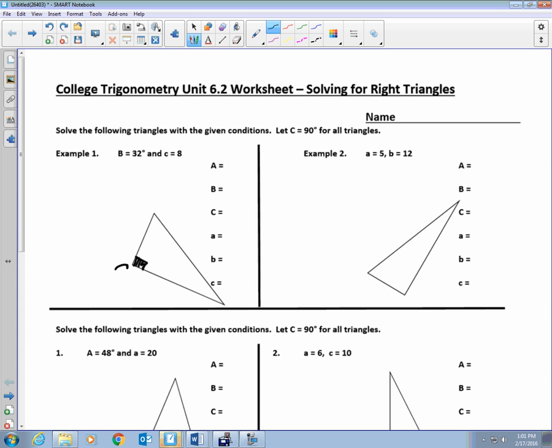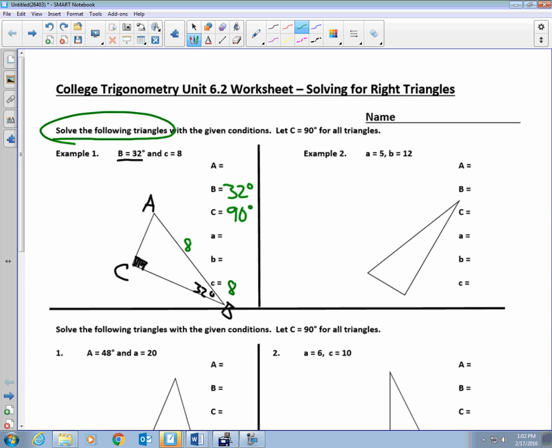I need to make sure that I put C as the 90-degree angle. Doesn't matter where you put A or B, but so that my picture looks somewhat accurate, B is 32, so I'm going to make that the smaller angle. So angle C is 90. Angle B is 32. I know that side C is 8. When it says to solve the following triangle, that means to find all 6 pieces.